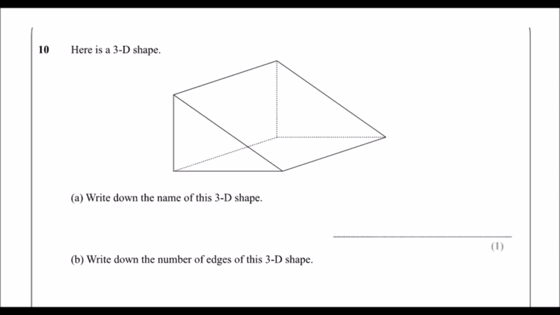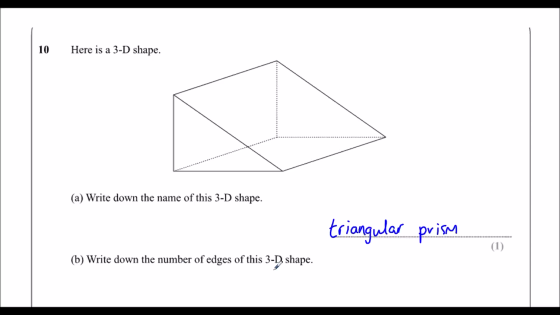Question 10. Here is a 3D shape. Write down the name of this 3D shape. So this is called a triangular prism. Triangular prism. So it's a triangle on the front. You can see the front shape's a triangle, and it's the same the whole way through. So it's also a triangle. If you sliced it at any point, you would get the same triangle. So it's the same the whole way through. It's a triangle in the front. It's called a triangular prism.